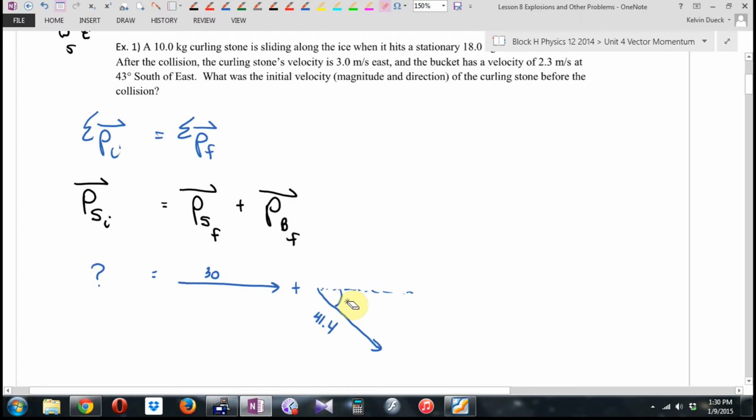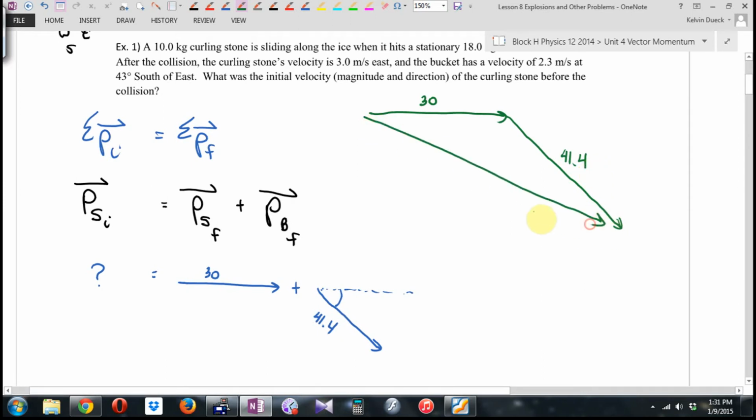Anyways, how would I add those two vectors together? Draw them. I'm going to do it. I got a nice big triangle area up here, so I'm going to go yoink, 30. Then I'll draw the 41.4 about 1.5 times as long. Can you see what the resultant is? The direction of the stone when it was coming in must have been that there.